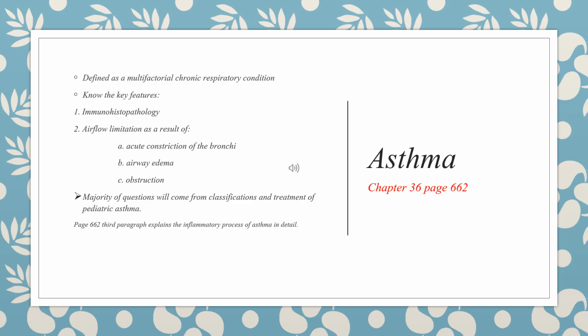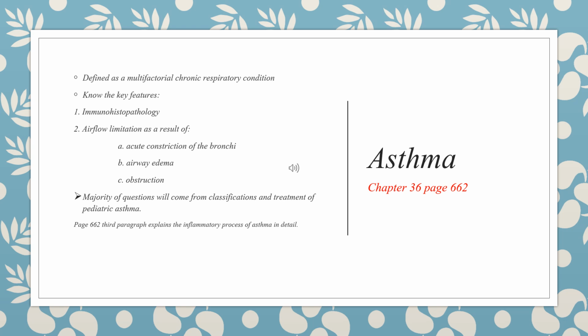Next, we're going to move into asthma. Again, this is in Chapter 33 on page 523. Asthma is defined as a multifactorial chronic respiratory condition. There are several key features that you need to keep in mind when you're talking about asthma. Number one would be the immunohistopathology. First starts with airway epithelium being shed and collagen deposited under the basement membrane.